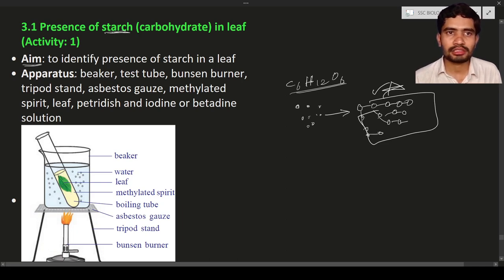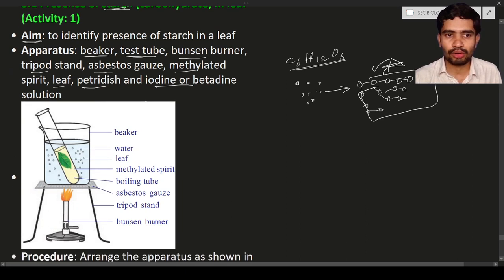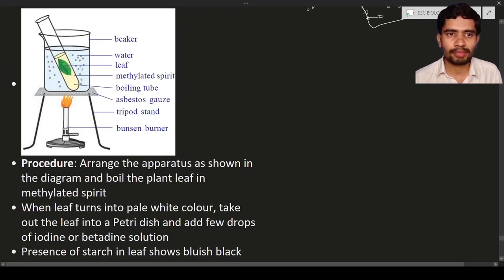Next, to do this experiment, we need some apparatus. Those apparatus are a beaker, a boiling test tube, Bunsen burner, tripod stand, asbestos gauze, methylated spirit, a plant leaf, petri dish, and iodine or betadine solution. So these all are the apparatus that are required. This is about the aim and apparatus. Now we will go to the procedure.